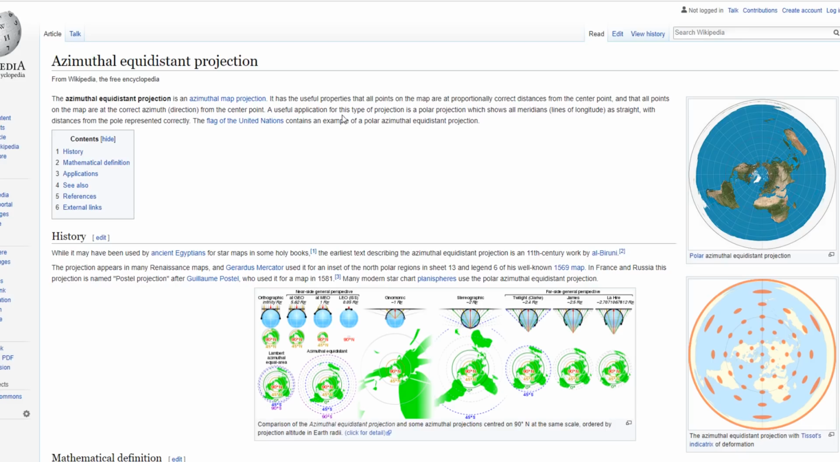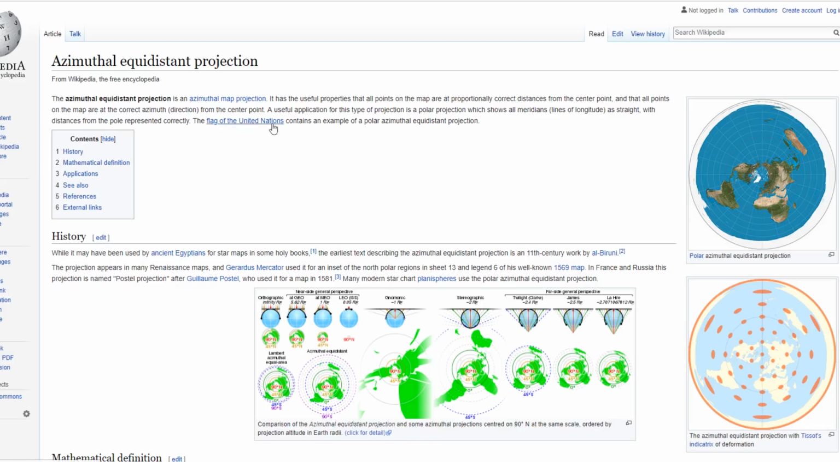A useful application for this type of projection is a polar projection, which shows all meridians, lines of longitude. Now, again, bearing in mind that these are imaginary lines. They don't exist on the Earth. They're just like borders for a country. They're drawn up on maps to determine boundaries as straight, with distances from the pole represented correctly. Again, the pole isn't necessarily a specific geographical location. It's just a point at which compasses don't work anymore.